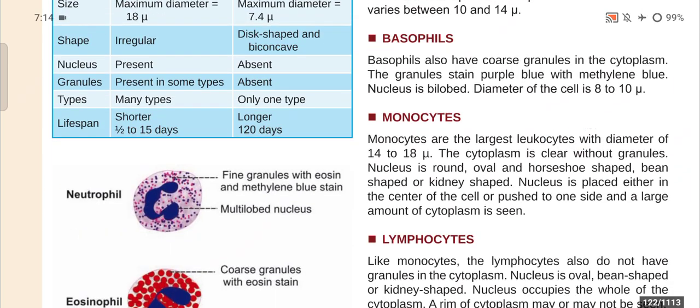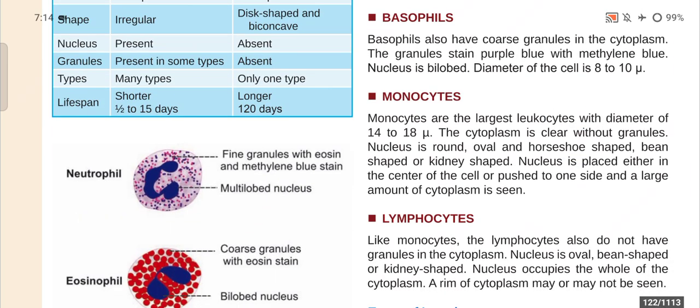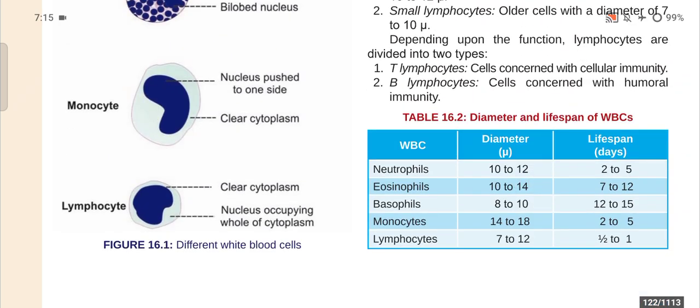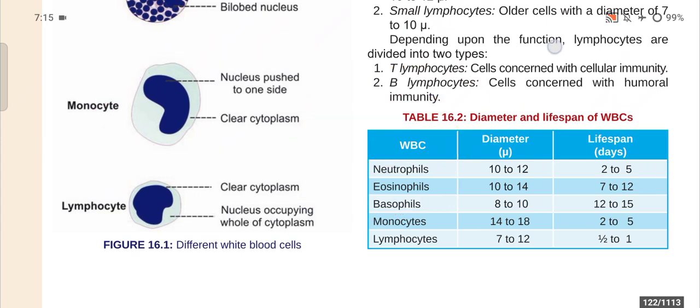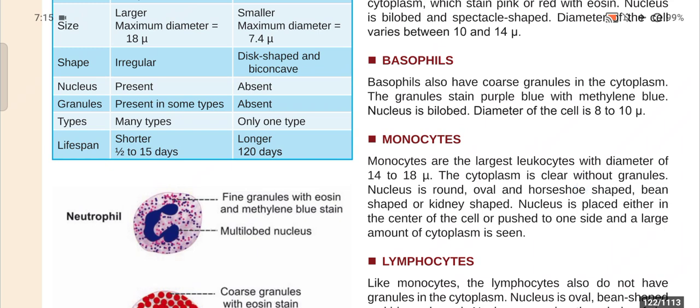Now, monocytes. Monocytes are the largest leukocytes with a diameter of 14 to 18 micron, and the cytoplasm is clear without any granules. The nucleus is round, oval or horse-shaped, bean-shaped or kidney-shaped. The nucleus is placed either in the center of the cell or pushed to one side, and a large amount of cytoplasm is seen. So this is the monocyte. The nucleus has multiple shapes, like round or oval or heart shaped or bean shaped or kidney shaped.